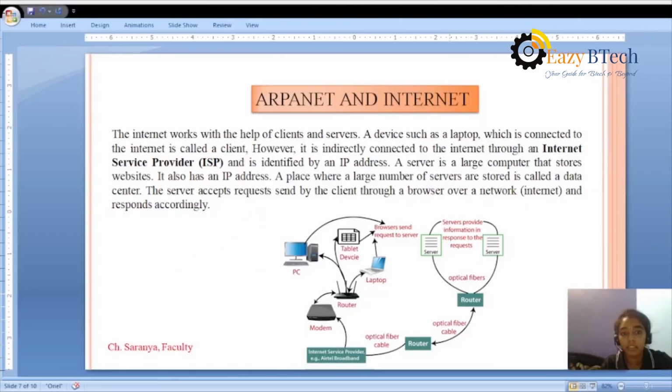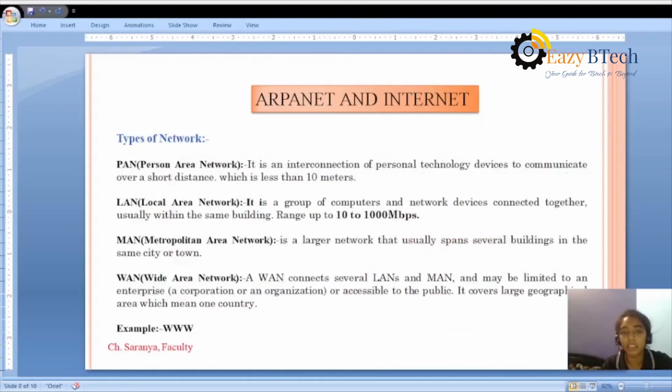See, that is the main thing. So the types of network we have are PAN, LAN, MAN, WAN. Personal area network is an interconnection of personal technology devices to communicate over a short distance, which is less than 10 meters. Within 10 meters we can give a network from one device to another device. Bluetooth is an example of a personal area network.